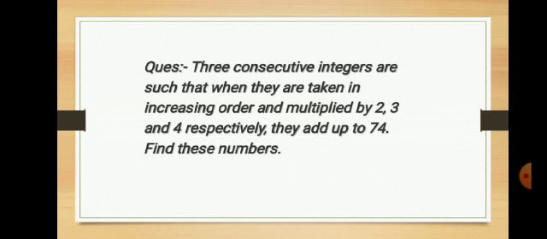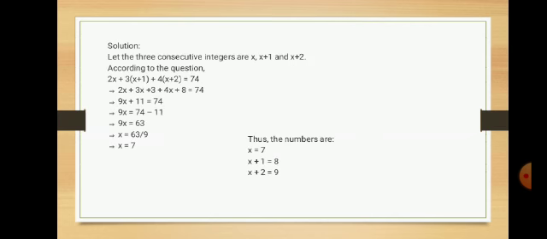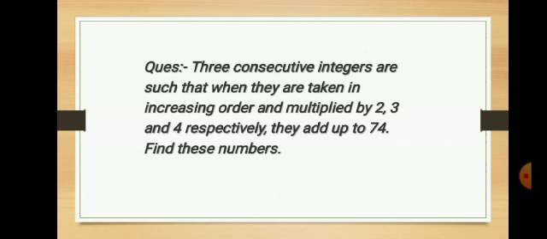They add up to 74. It means the sum of all these three is equal to 74. Find these numbers. We have to find the three consecutive numbers. So let the three consecutive integers be x, x plus 1 and x plus 2. When they are taken in increasing order, that's why we have taken x, x plus 1 and x plus 2.